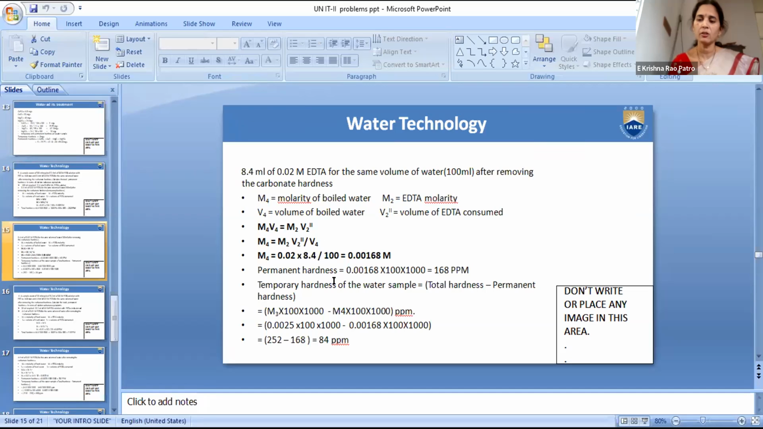Now in the next line, write down: M3 is total hardness. M4 is permanent hardness. M3 minus M4 is temporary hardness.